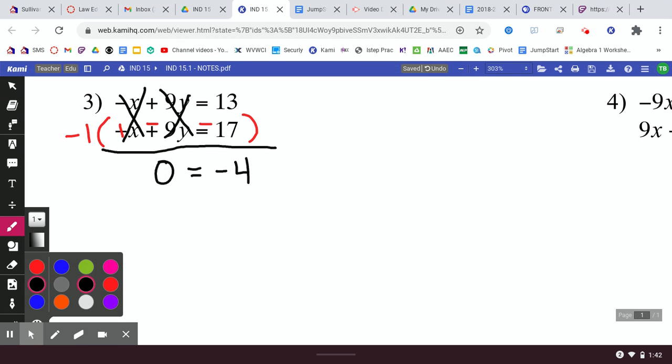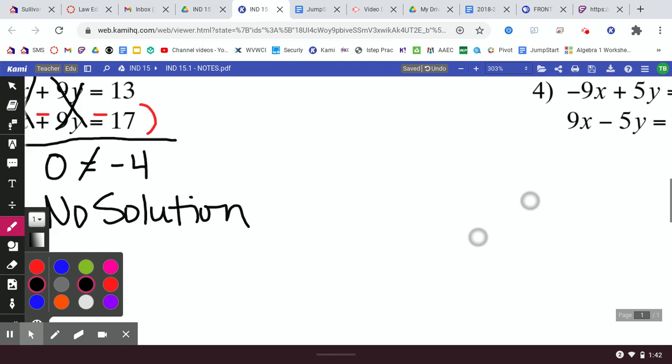Now, special case, because my x's and my y's both disappeared. Is this a true statement? No. So my answer is no solution. When both your x's and your y's completely go to 0 and you're left with no more variables, it's a special case. All right, let's look at this one.